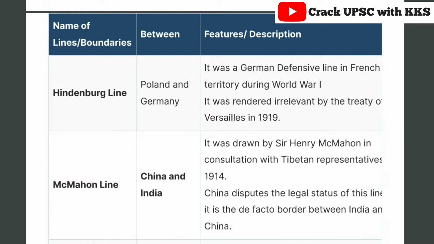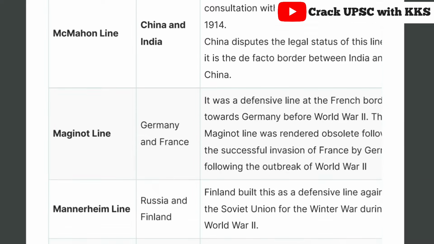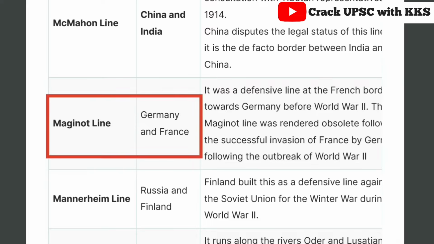So next one is McMahon line between India and China. It was drawn in 1914, but China does not recognize it, and there is an undefined LAC between India and China. The next one is Maginot line between Germany and France. This has been asked several times, Maginot line. So this is a very important one.